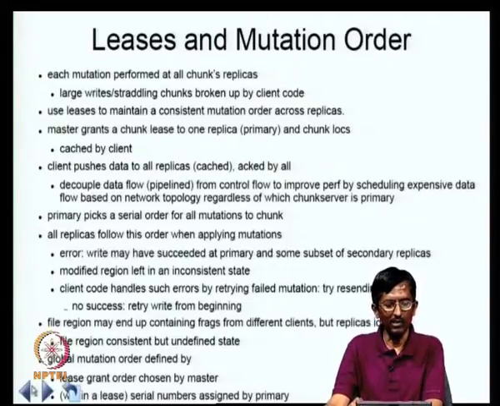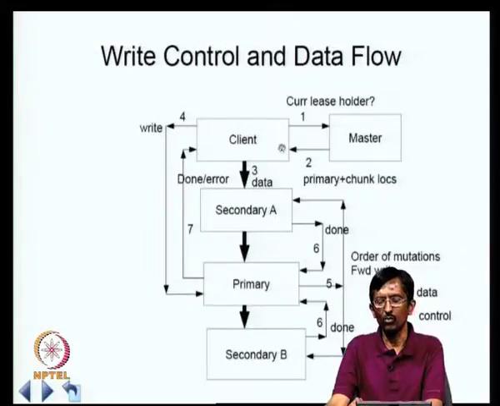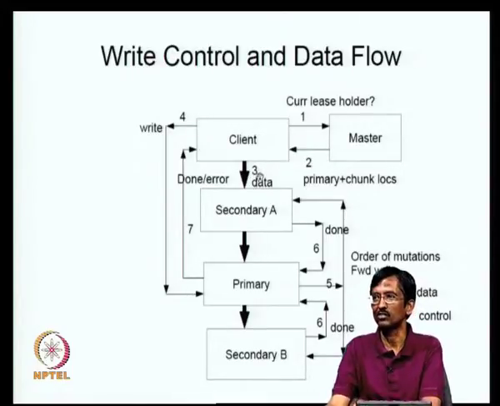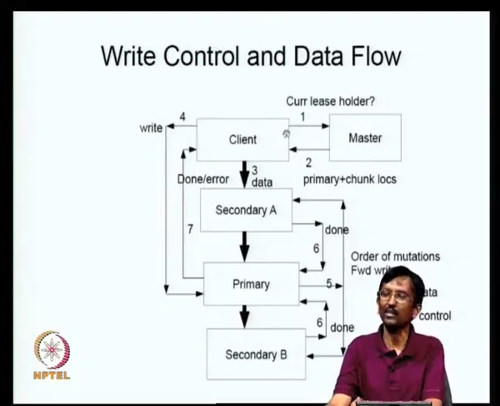Now, what happens is that at this point, the client has already figured out who the primary is and the chunk locations. The data has been pushed to all the primaries and secondaries. Now, the write has not yet actually commenced. All that has happened is that whatever has to be written is now sitting in all the secondaries and the primary. The data is already there.